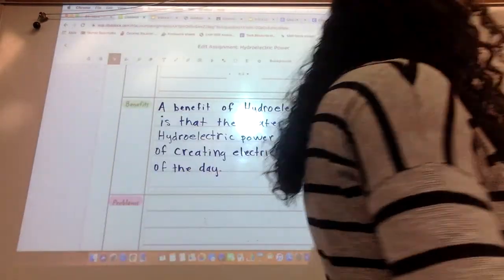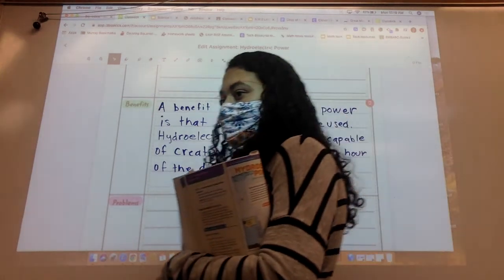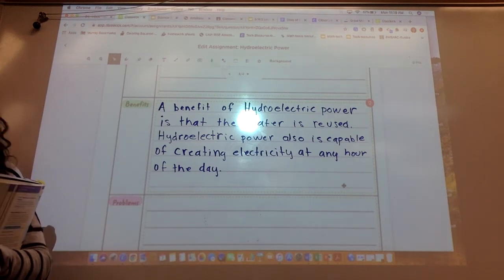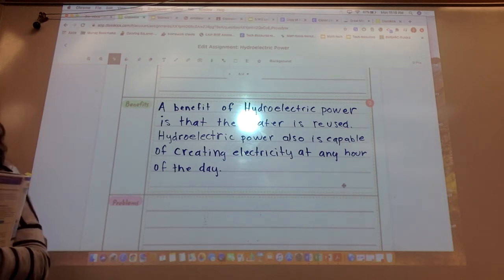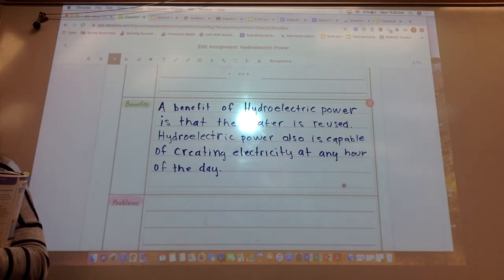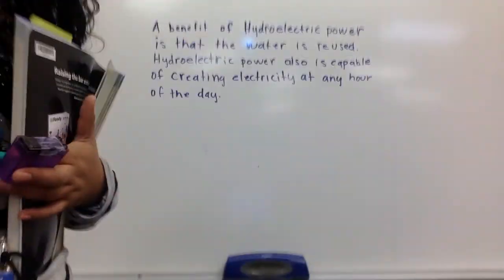Okay, so what are some problems with hydroelectric power? Dylan. Get to work. What are some problems of hydroelectric power? Ledger, turn around. Who does it harm? Animals. Animals, right? Living things. Basically all living things. Okay, so let's get the rest of that written in.